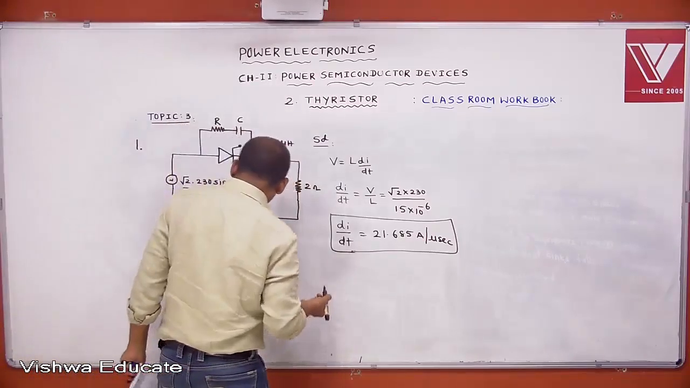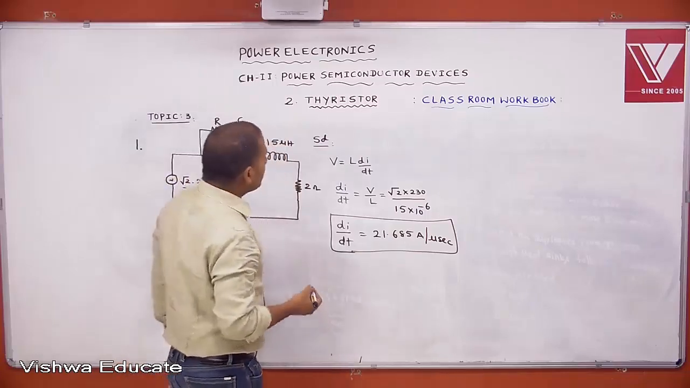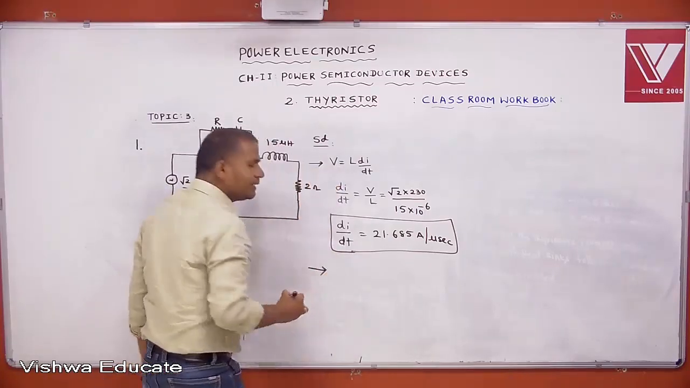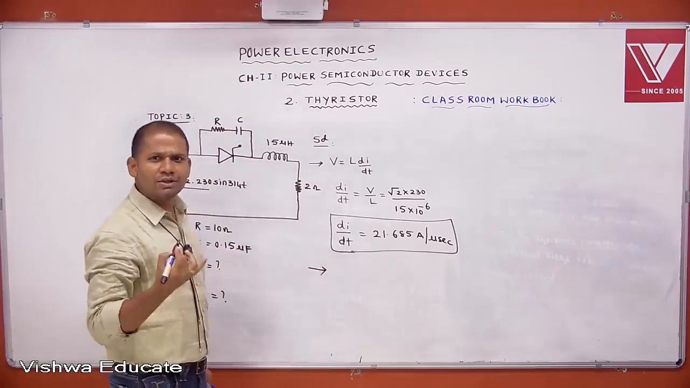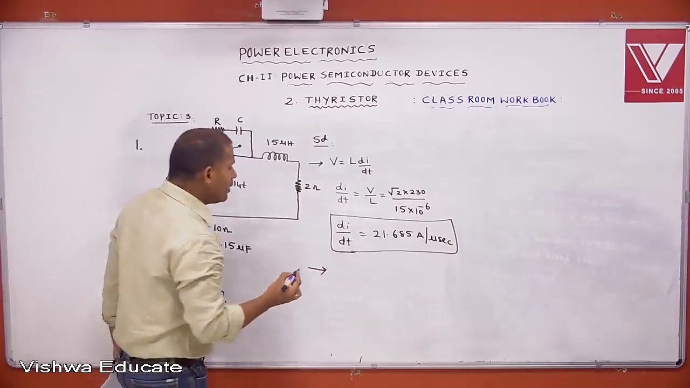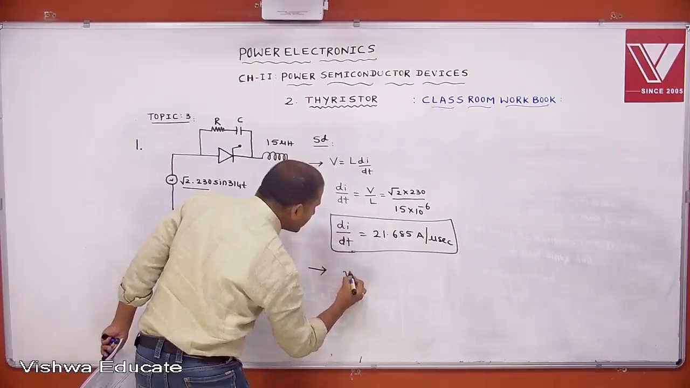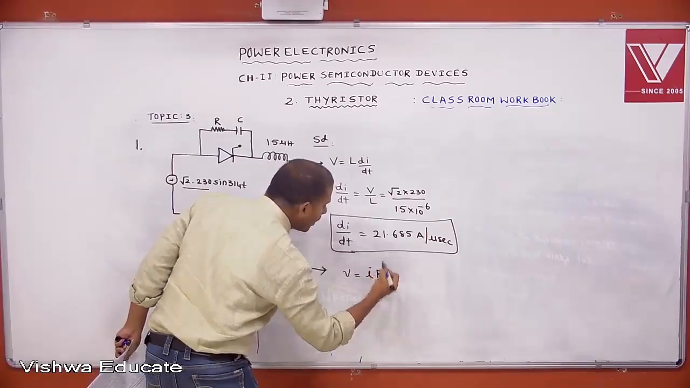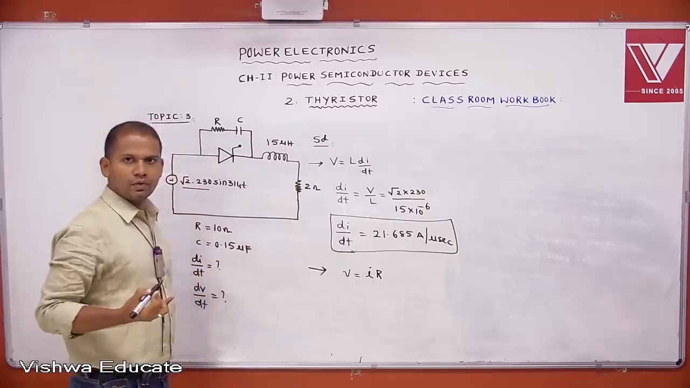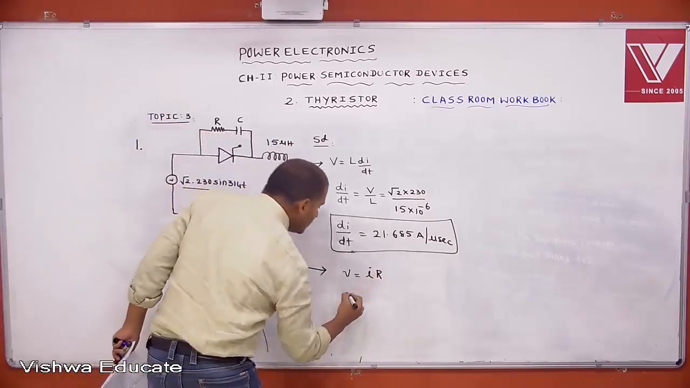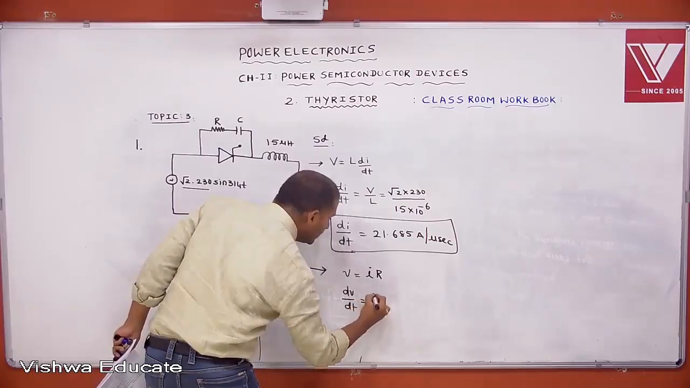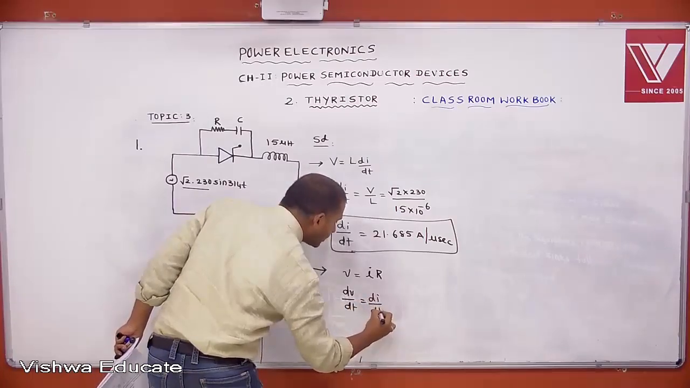Then you want to calculate dV by dt also. To calculate dV by dt, how to write the formula? No need to learn it by heart. You write the formula on your own. Define the instantaneous voltage across the resistor: V equal to I into R. Then differentiate both sides. Then dV by dt equal to di by dt into R.